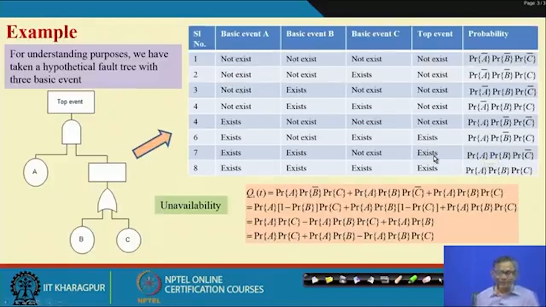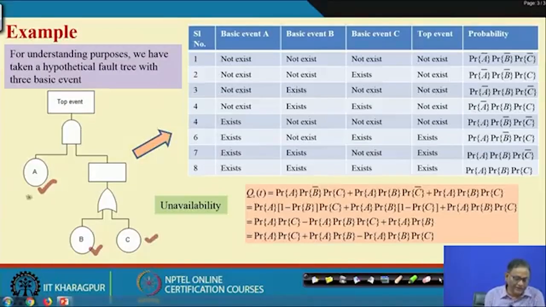Now, using this principle, we have given a slightly more complicated one. It is not exactly only AND or OR, but a combination of AND and OR gates. And here, how many basic events are there? There are three basic events. We have written A, B and C; otherwise, you can write B1, B2 and B3. So there are three basic events, each having two states. So there will be 2 to the power 3, equal to 8 combinations.